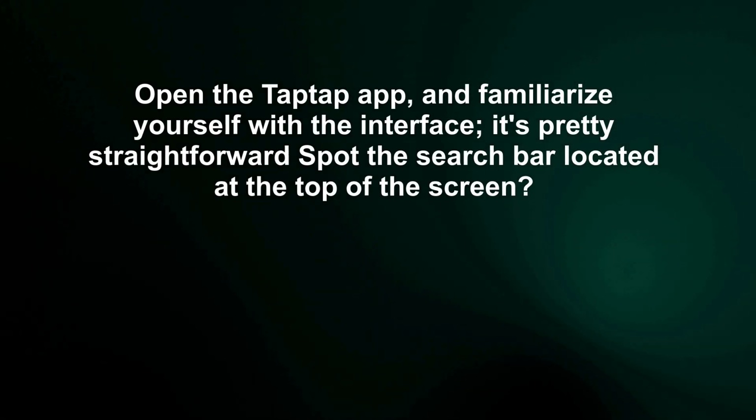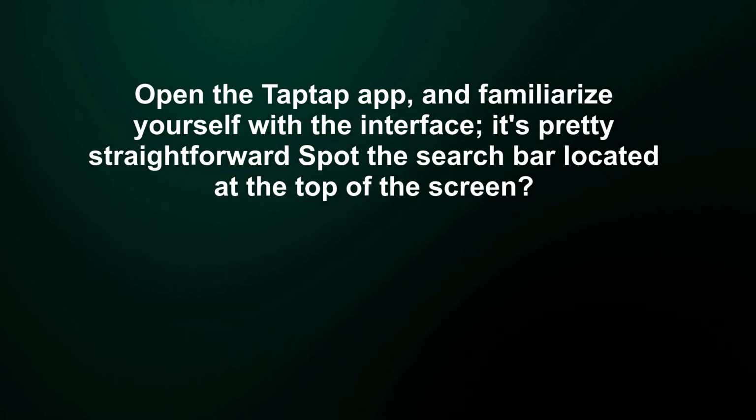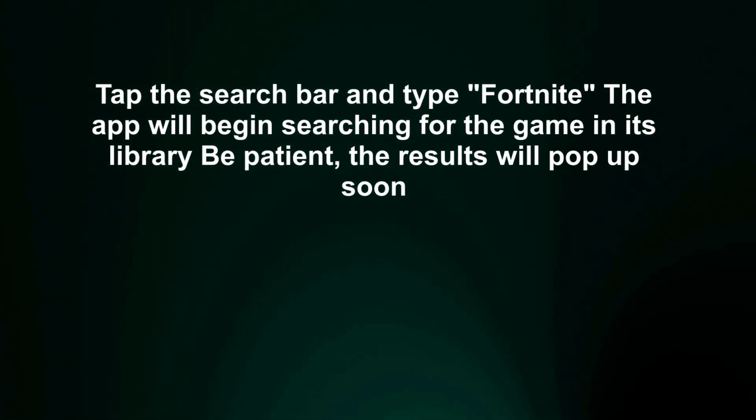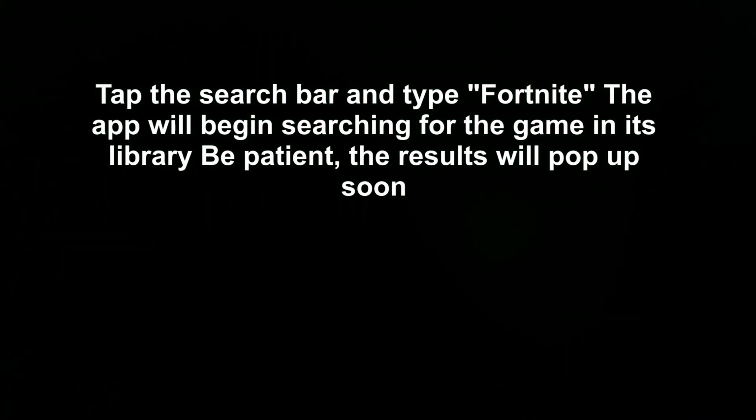It's pretty straightforward. Spot the search bar located at the top of the screen. Tap the search bar and type Fortnite. The app will begin searching for the game in its library. Be patient. The results will pop up soon.